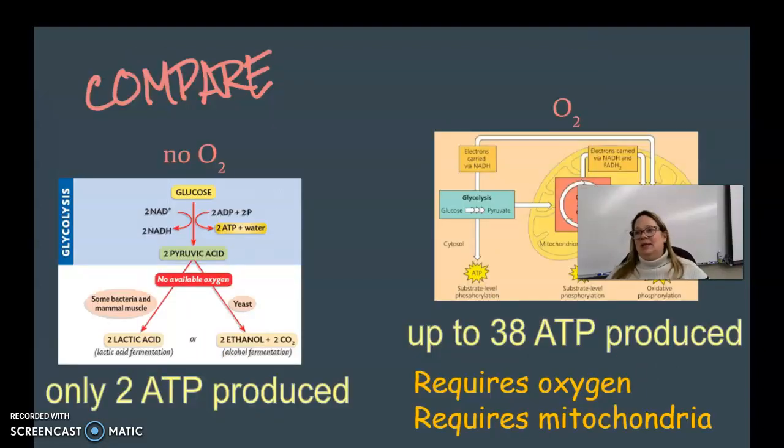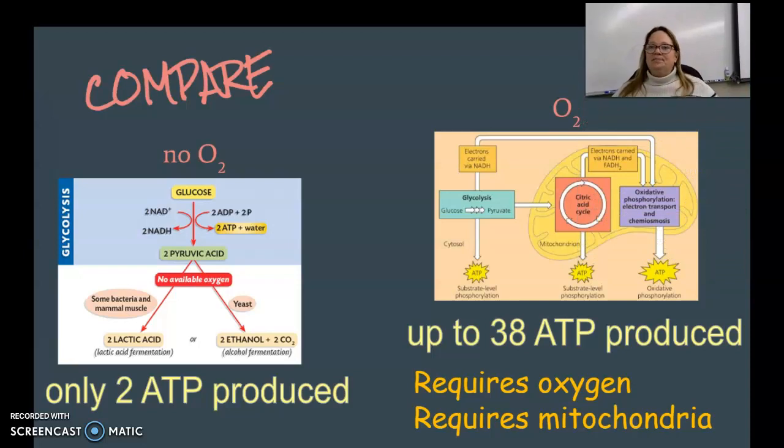And this is the big thing, comparing anaerobic respiration without oxygen, making only 2 ATP net and some byproducts that may or may not be what you're looking for, versus aerobic respiration with oxygen, which is much more efficient. It needs oxygen, happens in the mitochondria for the second two steps, and can make up to 30 ATP, so it's much more efficient. It's longer lasting and can be sustained for a longer period of time as well.